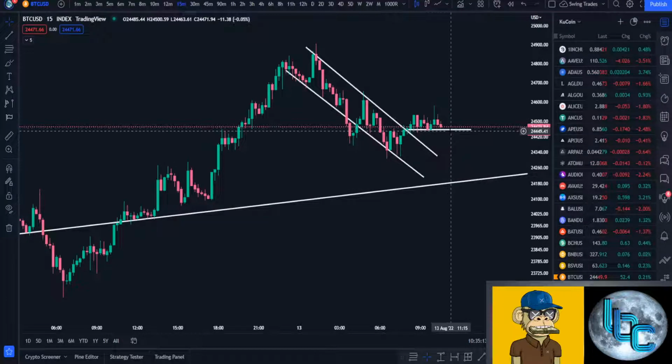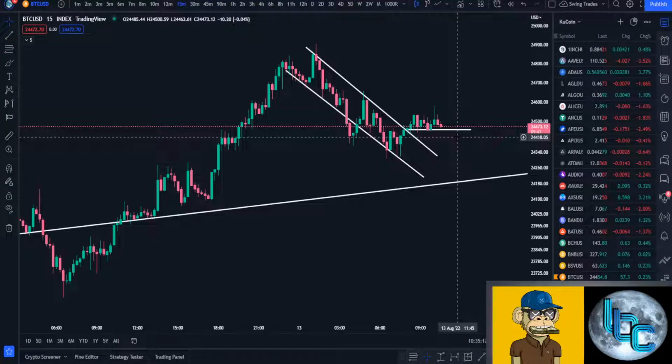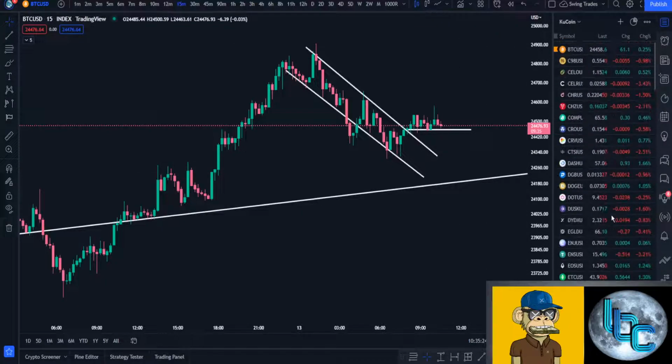But if this breaks down, I'd probably be looking to short. That's for me. I would be looking for a short. You don't have to. ETH ripe for a short. Let's take a look at ETH. I haven't looked at ETH today.